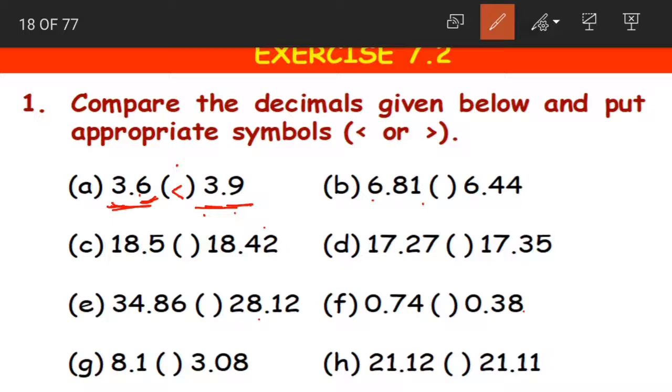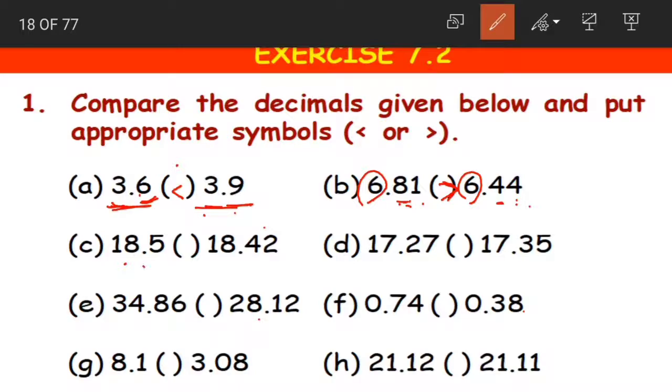Next we have 6.81 and 6.44. Again the whole number parts are same, right children? We'll compare the decimal parts. 81 and 44. If we compare this 8 and 4, 8 is greater than 4. So that is why 6.81 is greater than 6.44.